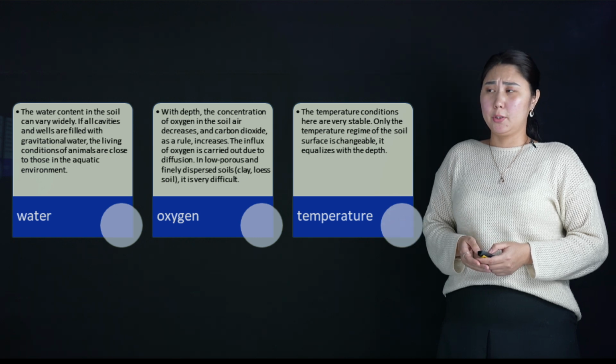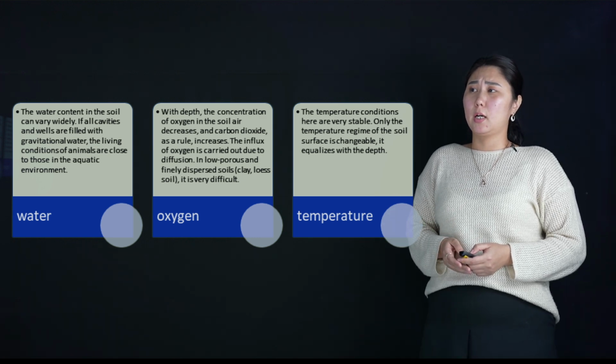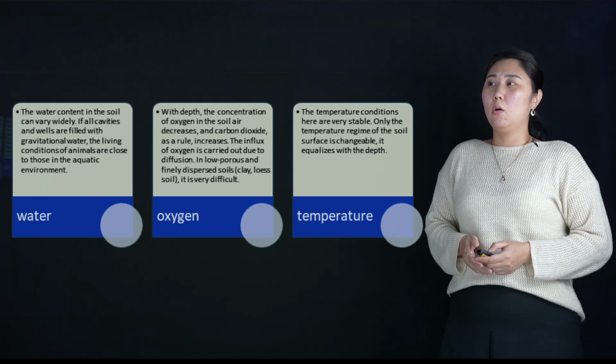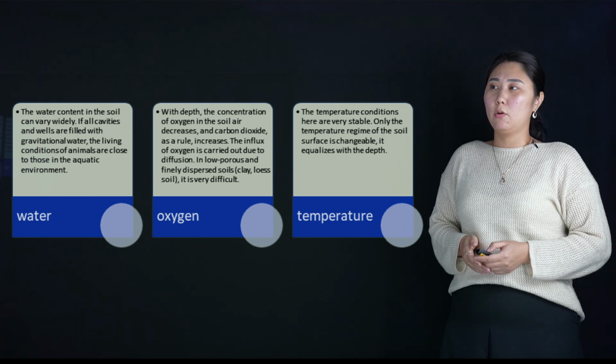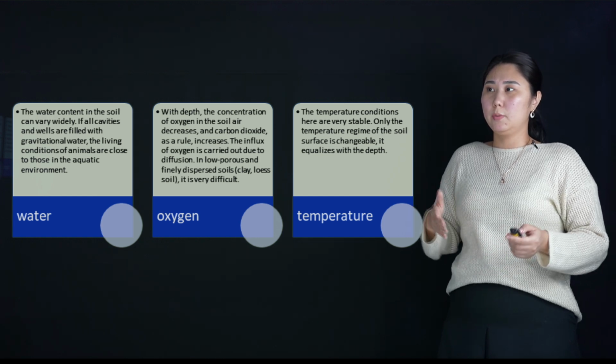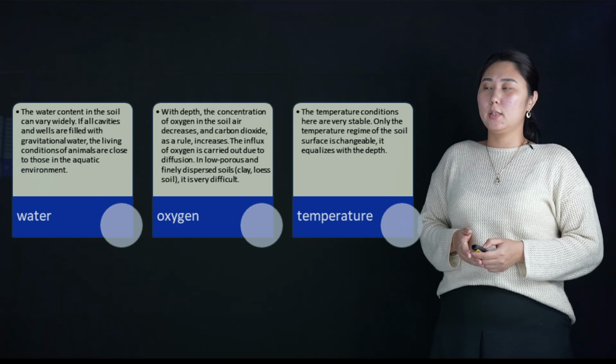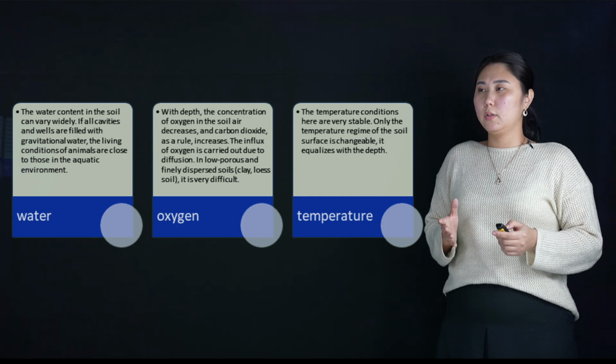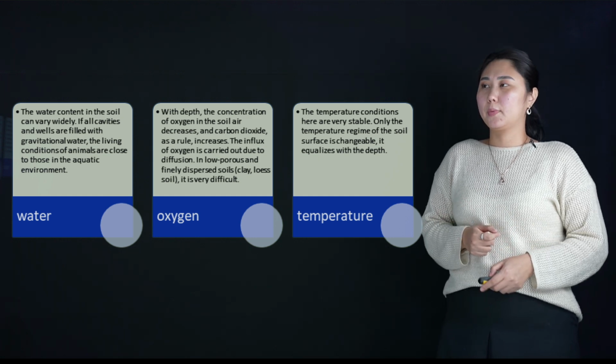Next is the temperature. Temperature conditions here are very stable. Only the temperature regime of the soil surface is changeable. It equalizes with the depth. So the temperature of the soil is usually constant.